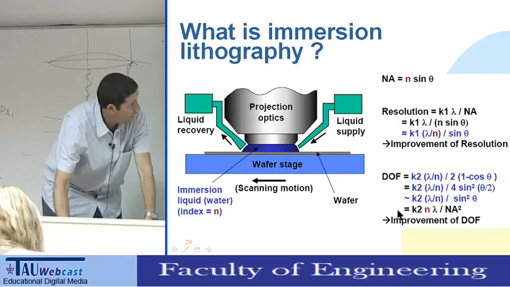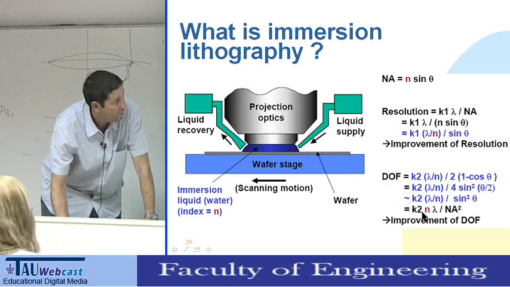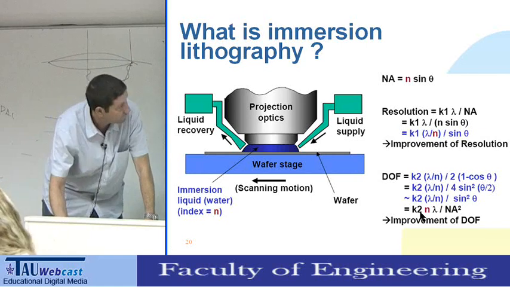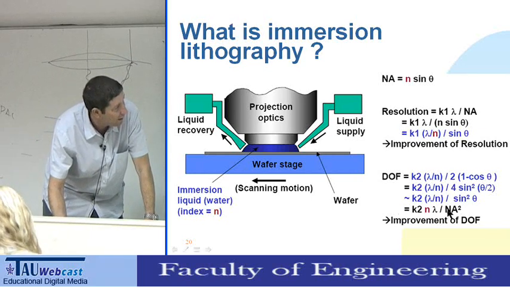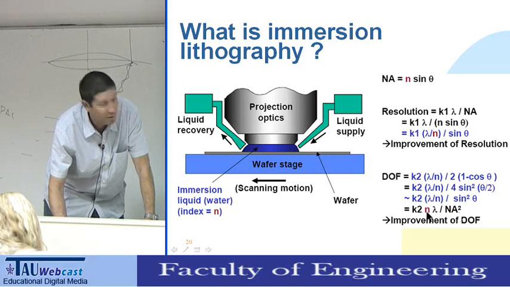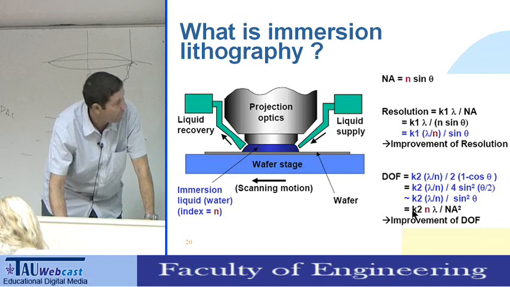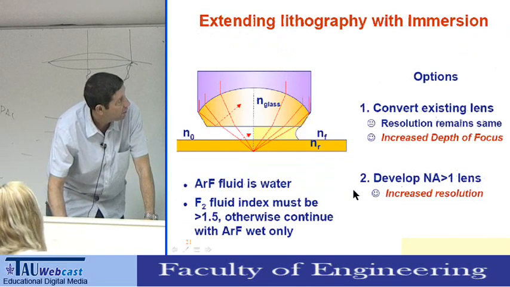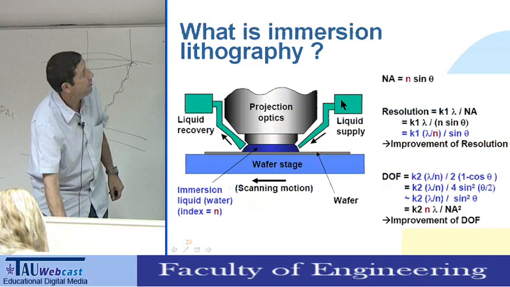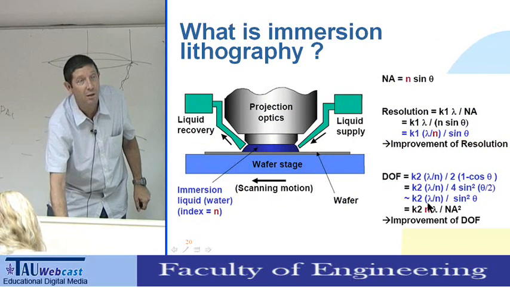So if you do this, you find out that the depth of focus in immersion lithography is k2, which is also about 0.5 or slightly better, times n times lambda over numerical aperture squared. So we actually improve the depth of focus. We improve the resolution and improve the depth of focus, which looks like it needs some further explanation.